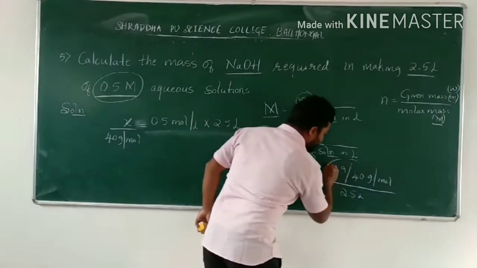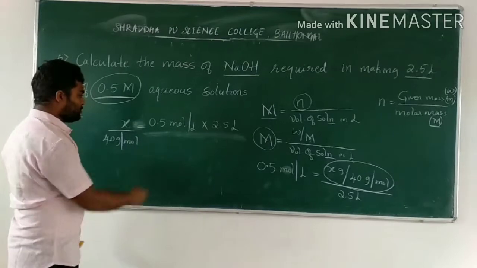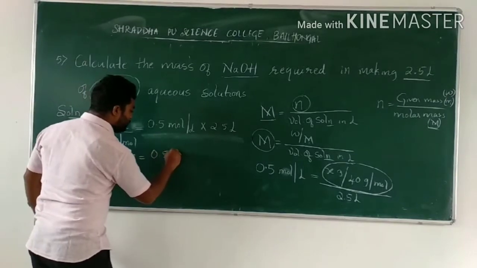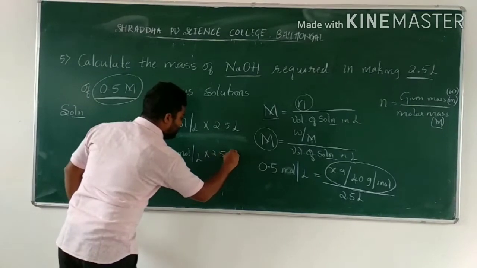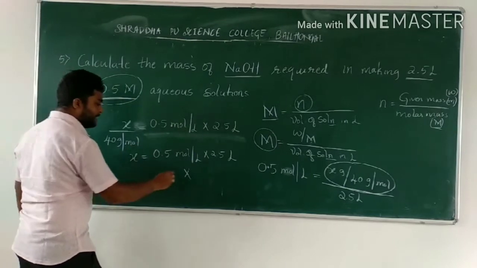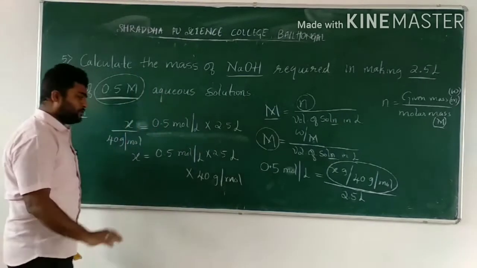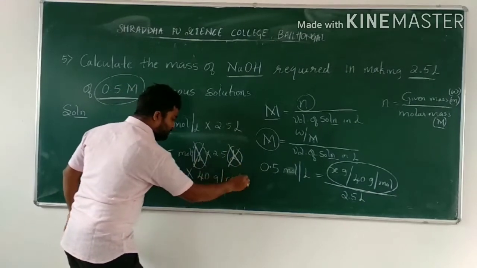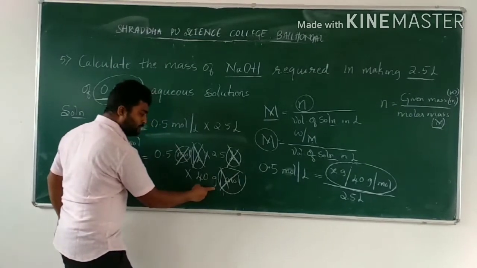So therefore 0.5 moles. The rest of the terms are transferred to this side. Therefore x is equal to 0.5 mole per liter into 2.5 liters into, this division, if it comes on this side, again it is multiplication, that is 40 grams per mole. Now you look here, per liter and liter will get cancelled, per mole and mole will get cancelled. What is the remaining unit? It is grams only.